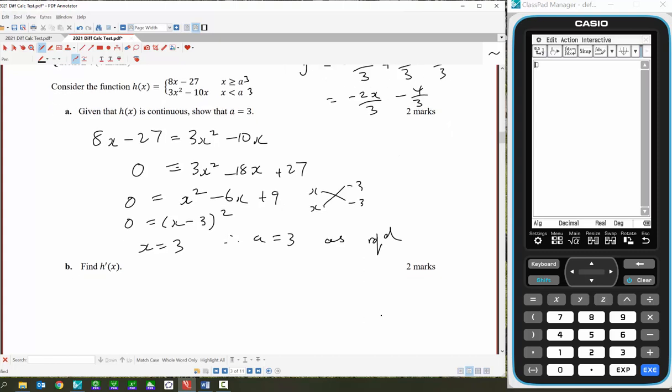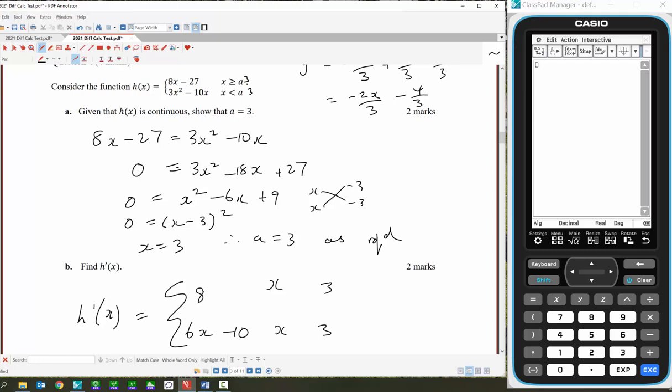Okay, find h dash of x. So we need to get the derivative of this function here. So we're going to go h dash x equals, the derivative of this one is 8. The derivative of this is 6x take 10. Now it's going to be a 3 and a 3. Now, do we include 3 or do we not include 3? And you might have heard me say that it's not included or it is included.